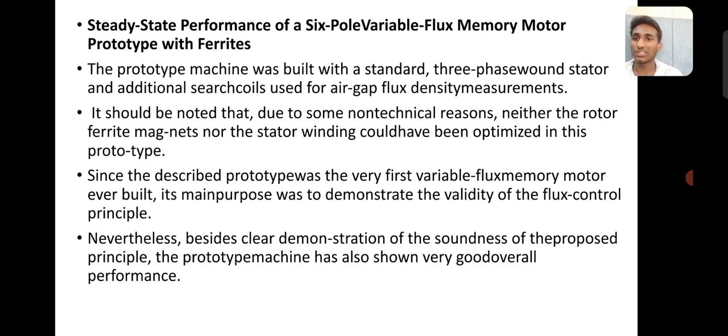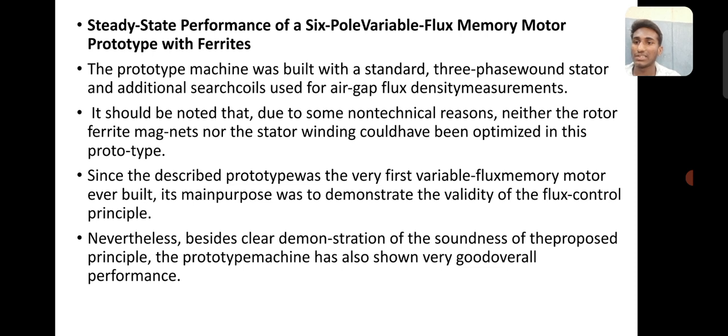The prototype machine was built with a standard 3-phase wound stator and additional search coils used for air gap flux density measurements. It should be noted that, due to some non-technical reasons, neither the rotor ferrite magnet nor the stator winding could be optimized in the prototype. Since the described prototype was the very first variable flux memory motor ever built, its main purpose was to demonstrate the validity of the flux control principle.